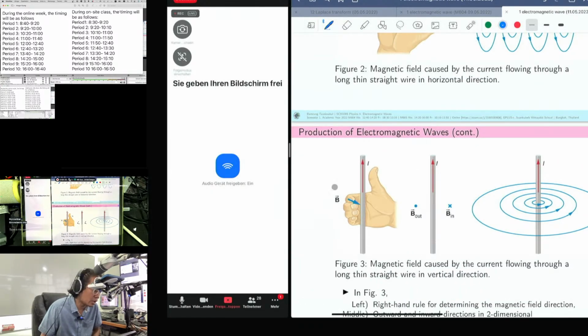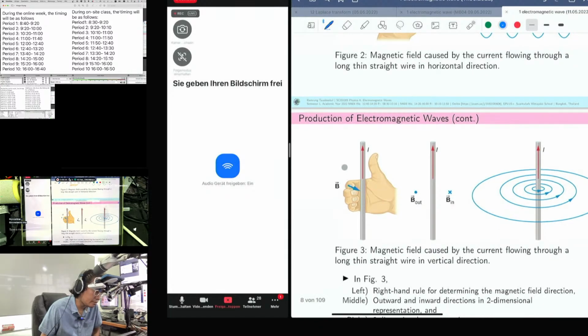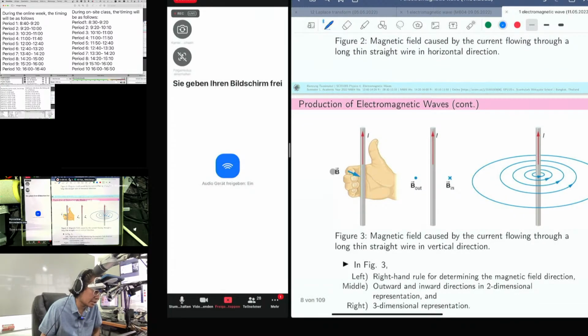Here we will talk about the convention, the notation or the agreement, in order to represent the direction of the magnetic field. We have three figures: the left, the middle, and the right one. Let's consider first the left side here, the left figure.